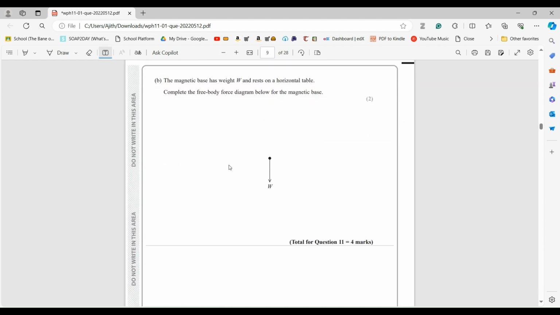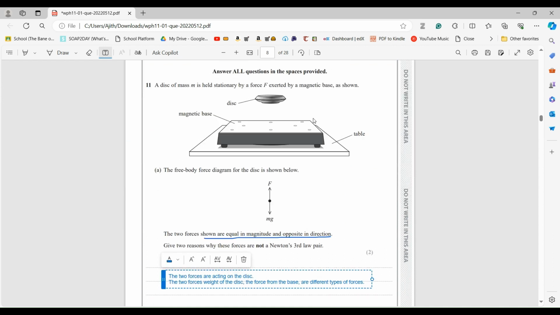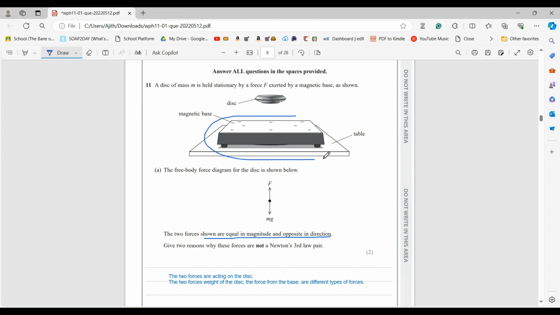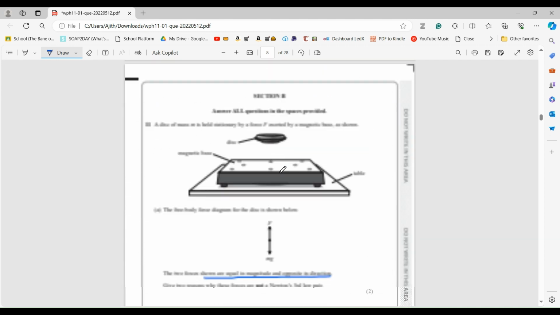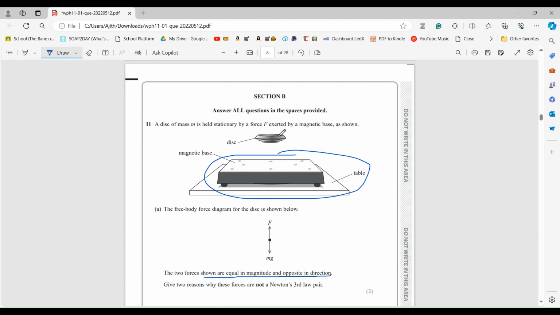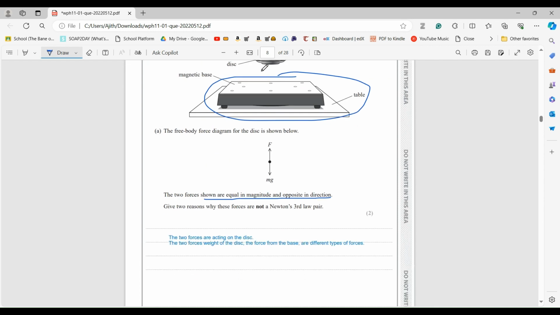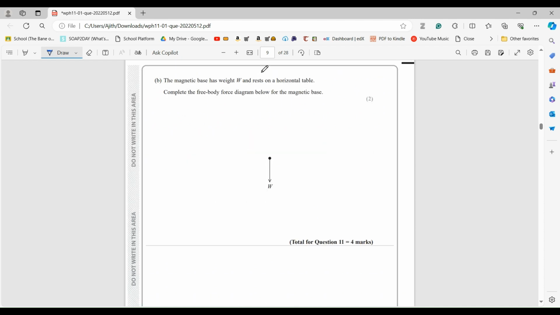Now the magnetic base has a weight W and rests on a horizontal table. Complete the free body force diagram for the magnetic base. The object that we are going to consider here is this magnetic base. This magnetic base has a weight W, which is already given here. We already know that the magnetic base is applying a force on the disk, so the disk will also apply an equal and opposite force on the magnetic base.